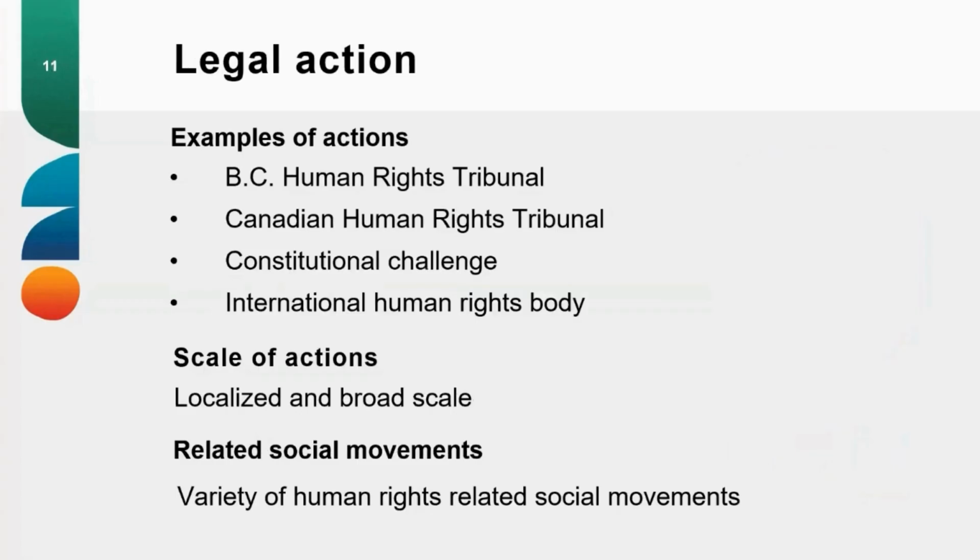In certain cases, legal actions can be an effective strategy to address systemic discrimination. Human rights complaints can be brought forward through several legal pathways. These include lodging complaints with BC's Human Rights Tribunal or the Canadian Human Rights Tribunal, or filing a constitutional challenge, or filing a submission with an international human rights body. The pathway to follow depends on the nature of the complaint and the jurisdiction that it falls under. And more information on this is available in your handout.